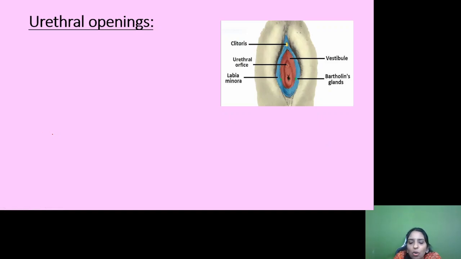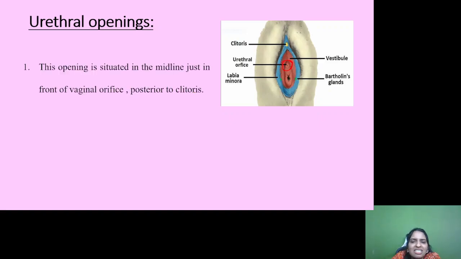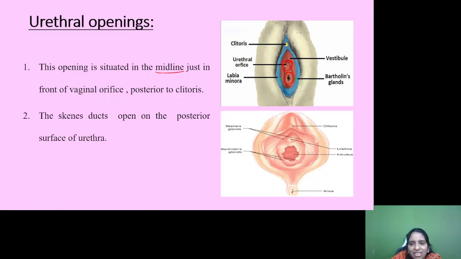Next, the urethral opening. Where is it? See here, this is the urethral orifice. It is situated in the midline, in front of the vagina. This is the vagina, right? Now you can say it is situated in the midline, just in front of the vaginal orifice and just posterior to the clitoris. They will ask what is the location of the urethral opening. It is in the midline, just in front of the vaginal orifice and just posterior to the clitoris.